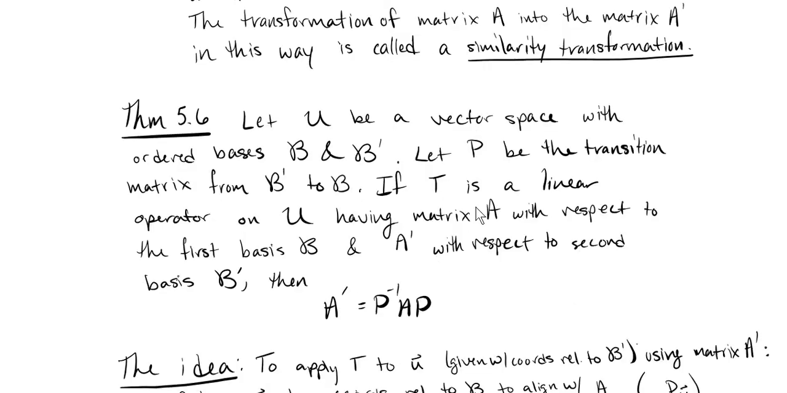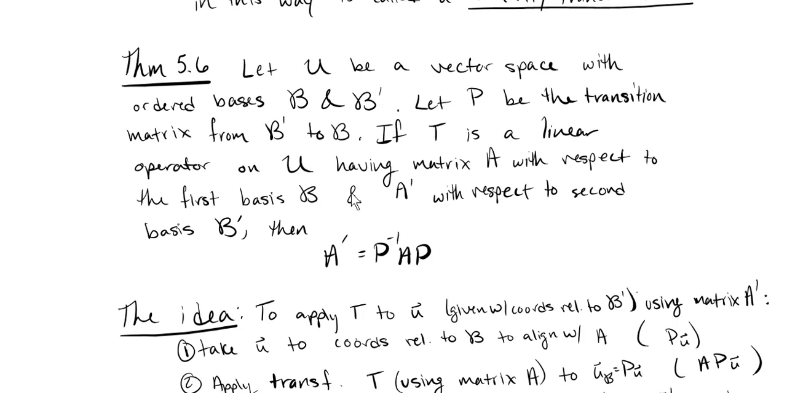Then how do these two different matrix representations of the transformation relate to each other? It turns out A prime is just P inverse AP, where P is that transition matrix from B prime to B. So we need to unpack this. This is a dense idea. We need to see what it's really saying.